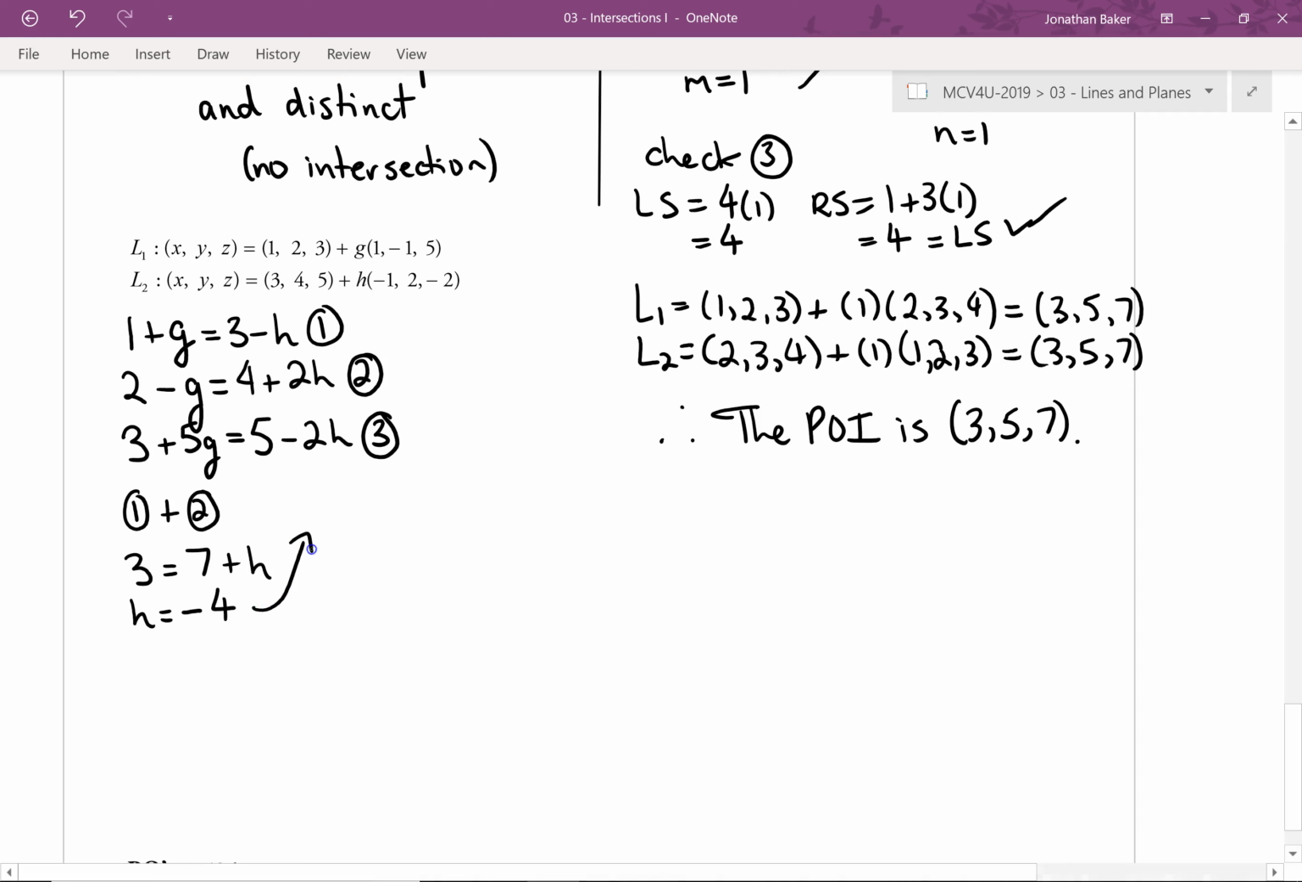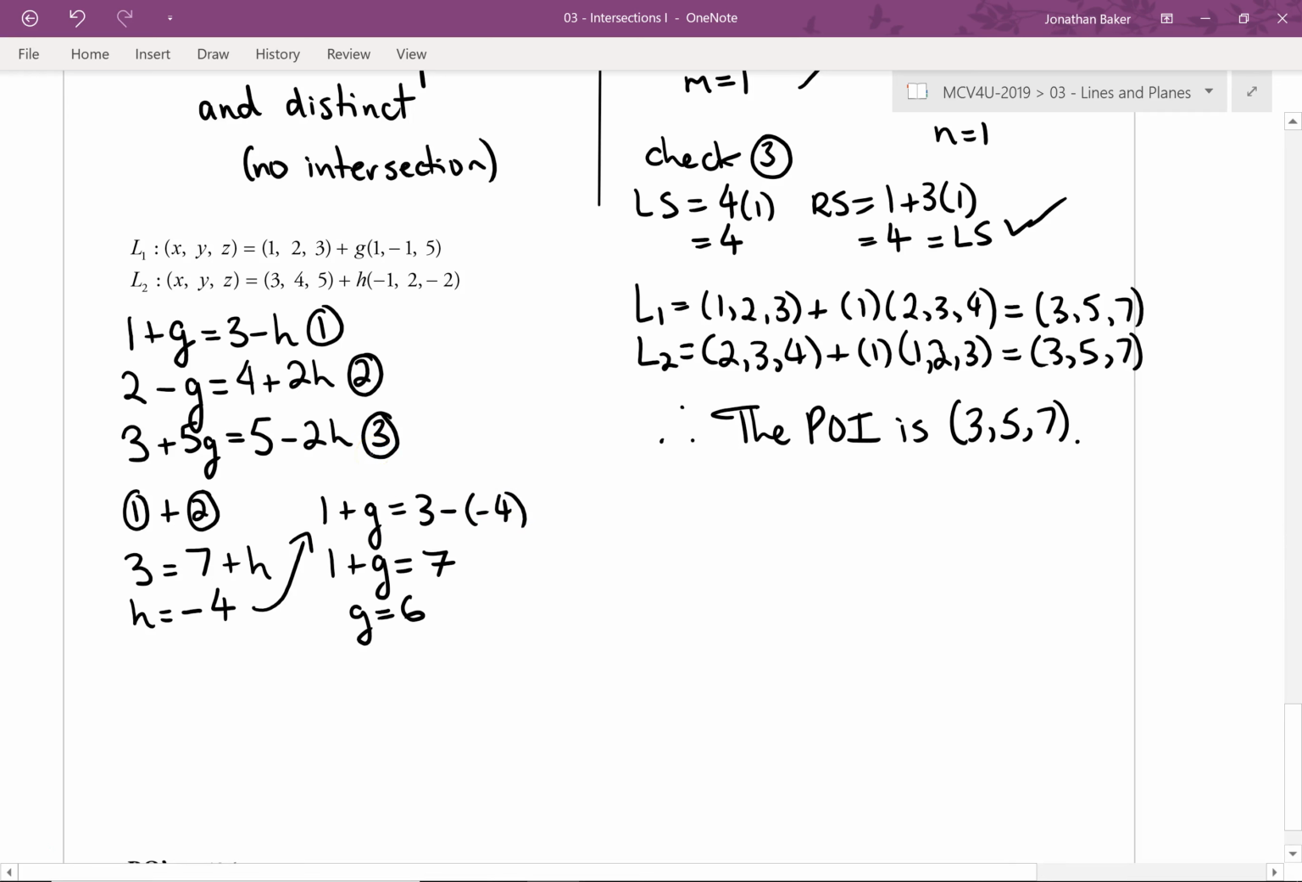And we could plug this into equation 1 to get our g value. So we're going to get 1 plus g equals 3 minus negative 4. And 1 plus g equals 7. And so g equals 6. All right, great. So we got an h and a g, and we got that out of equations 1 and 2. You have to be careful here that at this step, you're not plugging that into equation 3.